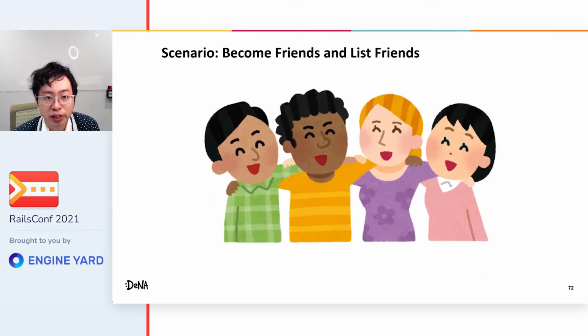The third scenario is become friends and list friends.